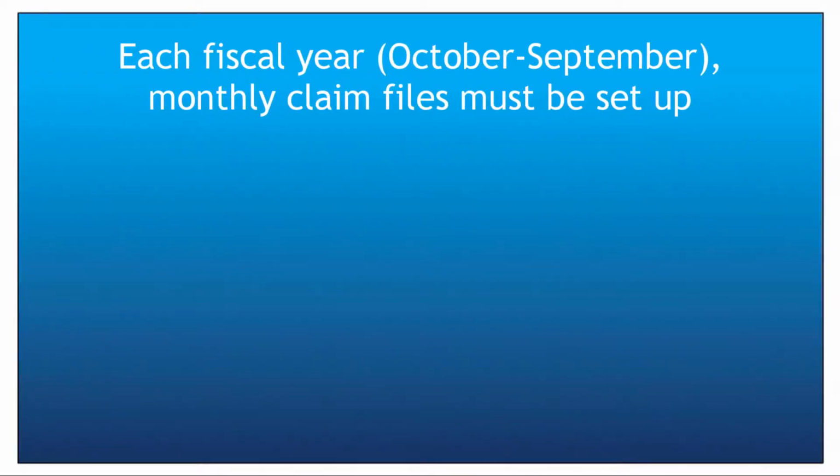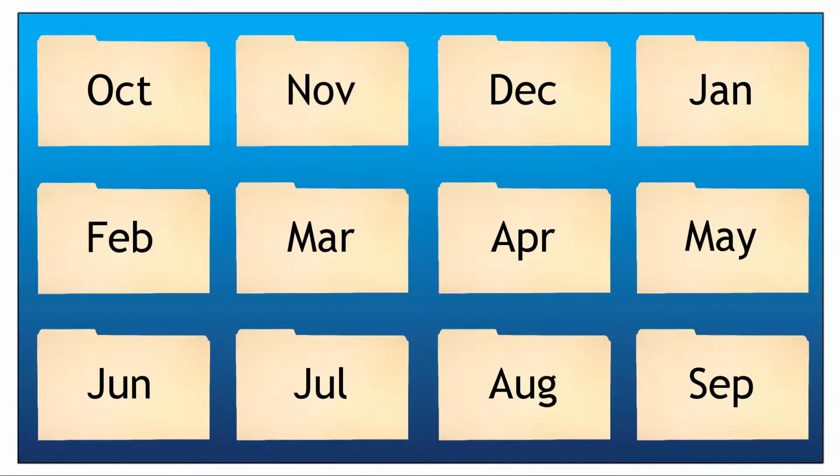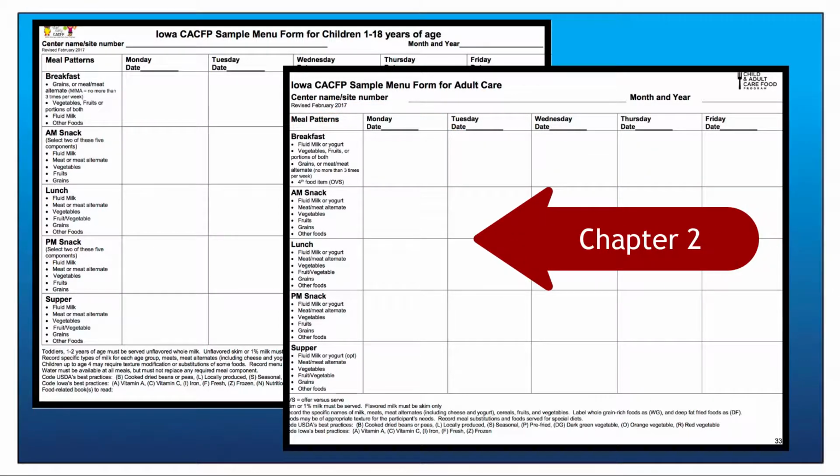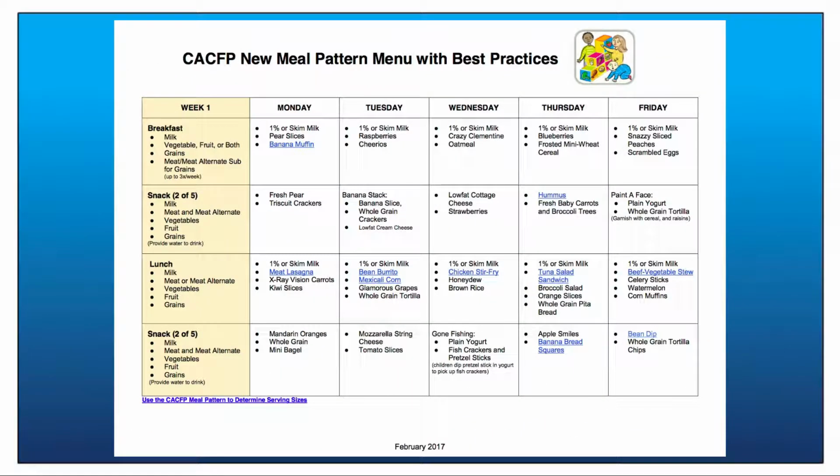Each fiscal year, monthly files must be set up, one for each month you plan to submit a claim. We will discuss the documents that must be kept in monthly claim files: daily dated menu, sample weekly menu forms for both child and adult care programs can be found in Chapter 2. A menu for each meal served must be on file.